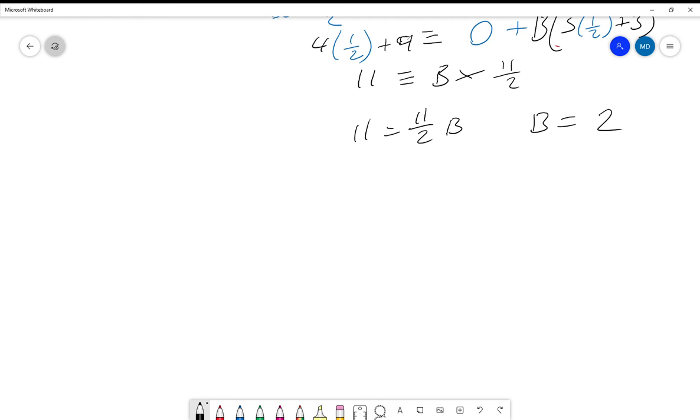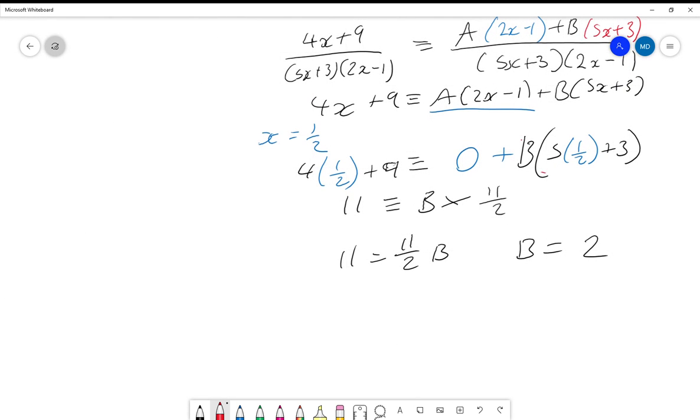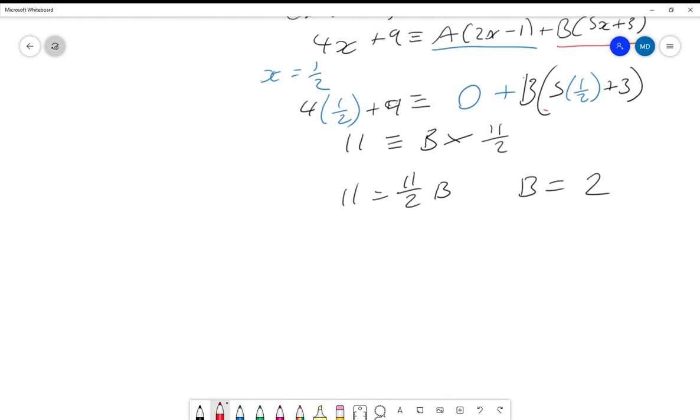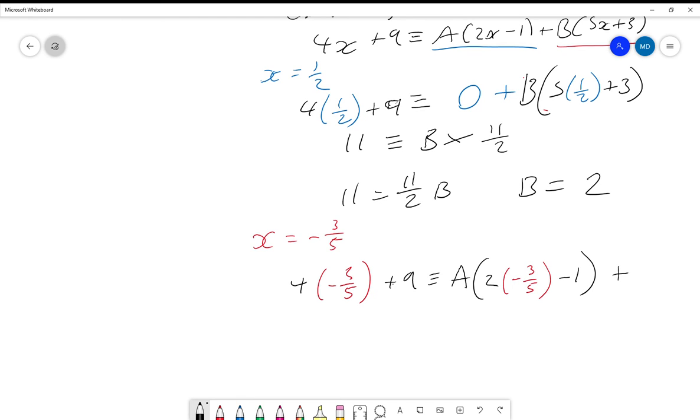Now, similarly, what we're going to have to do is pick a value that makes the b term 0. A little harder to spot, but it's going to be negative 3/5. So we're going to put x equals negative 3/5 in. This is going to be a little bit more awkward, but still entirely doable. And we're going to get 4 lots of negative 3/5 plus 9 is the same as a lots of 2 times by negative 3/5 minus 1 plus, and the whole point of picking that was we get 0 here. So that term disappears.